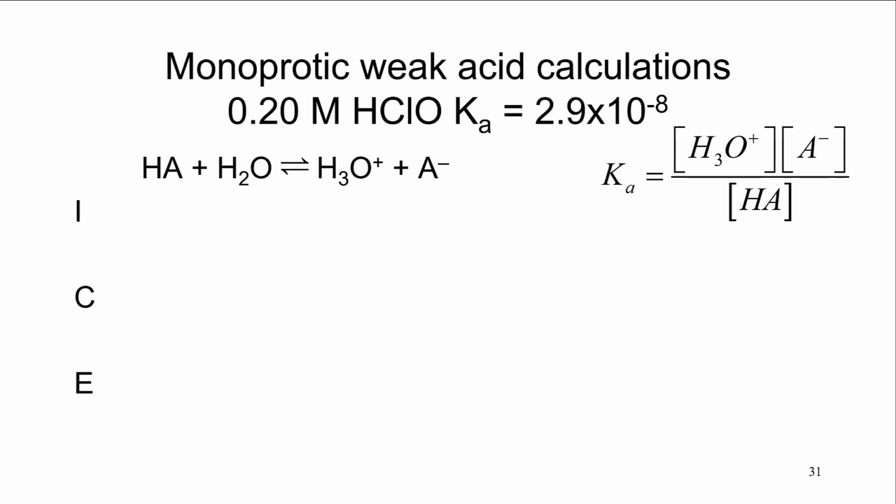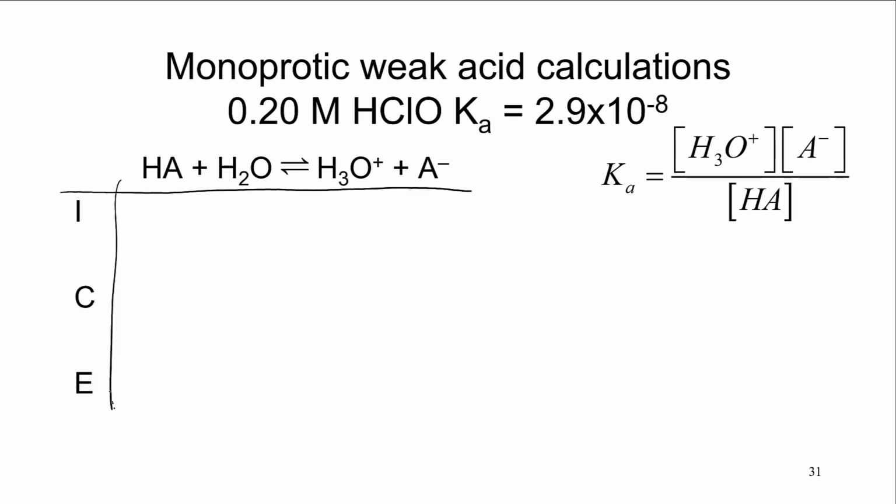So what we're going to do is we'll set up an ICE table, and I'll show you how to calculate the pH of 0.20 molar hypochlorous acid. Its Ka value, which I listed before on a slide, was 2.9 times 10 to the minus 8. So you have to make some assumptions here, but let me go ahead and fill out the ICE table for you.